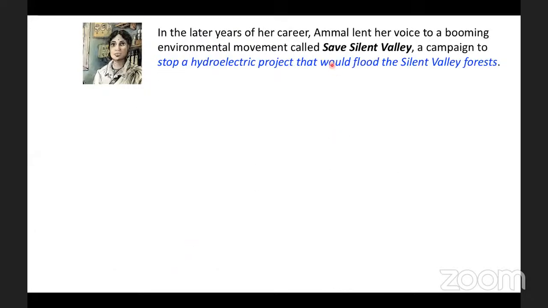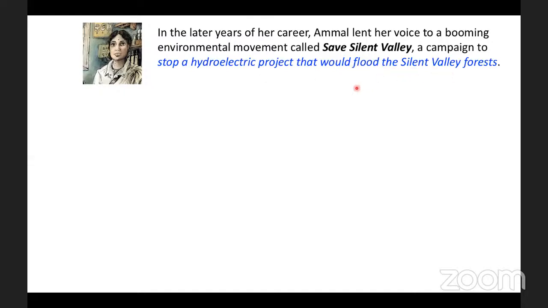In the later years of her career, Ammal lent her voice to a booming environmental movement called Save Silent Valley. I don't know if you know, in Kerala, if you go, there is a beautiful natural reserve, a natural park called the Silent Valley. At that time, there was an idea to set up a hydroelectric project that would flood the Silent Valley forest.